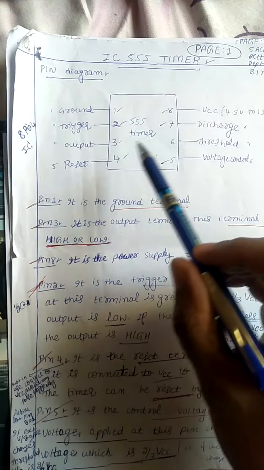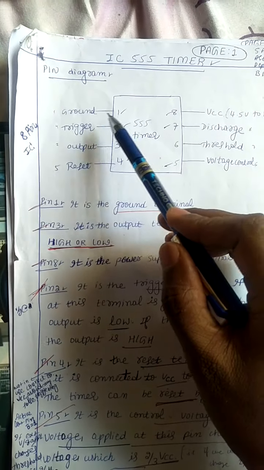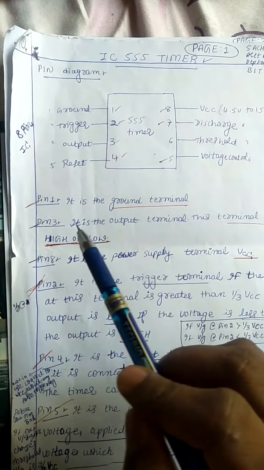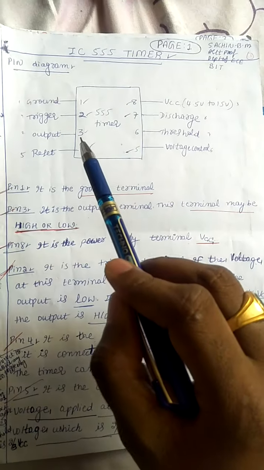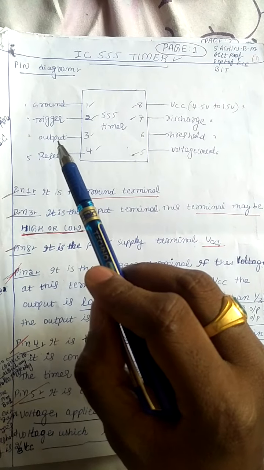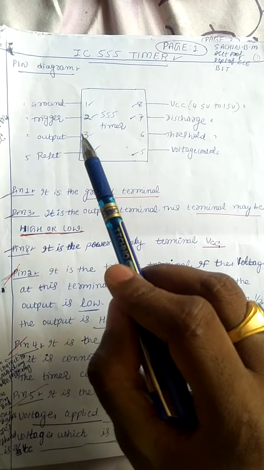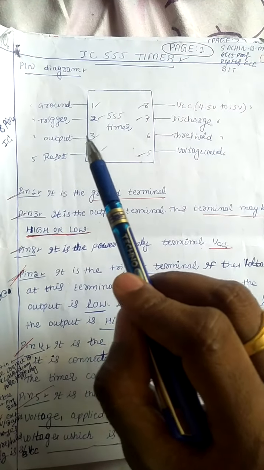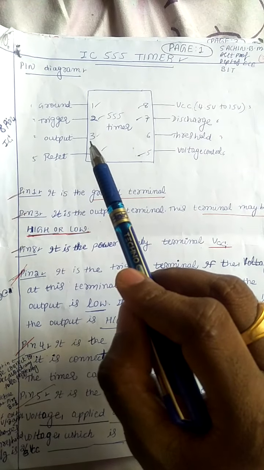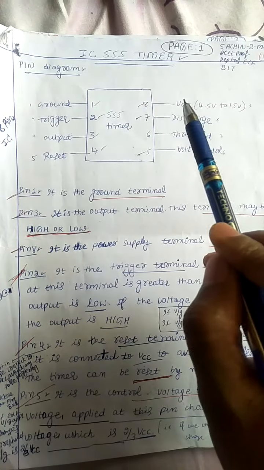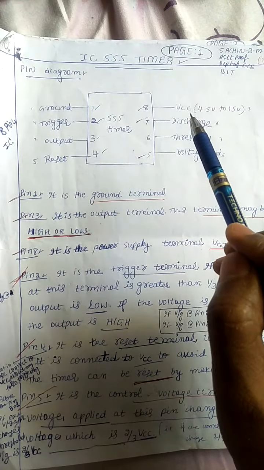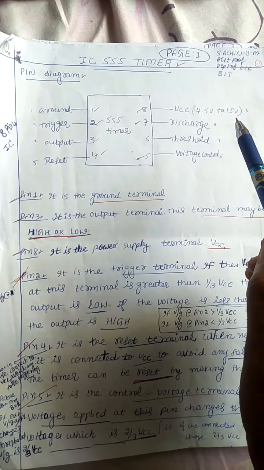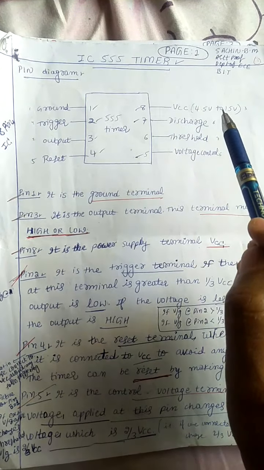Pin number 1. If you come to pin number 1, it is a ground terminal. You have to ground it. Pin number 3. It is an output terminal. This terminal may have logic high or logic low as an output. Pin number 8. It is a supply voltage terminal. You may have 5 volts or you may have 15 volts depending on the application.